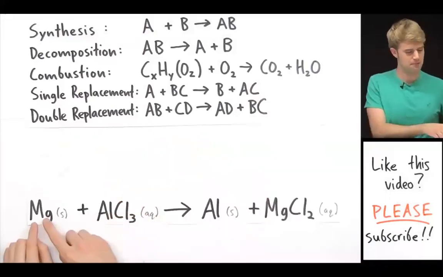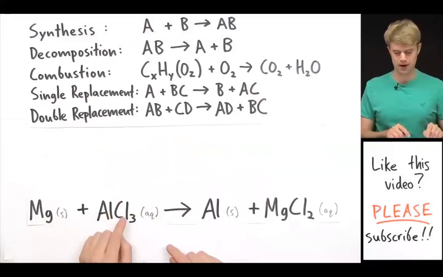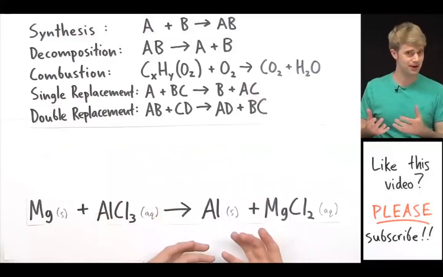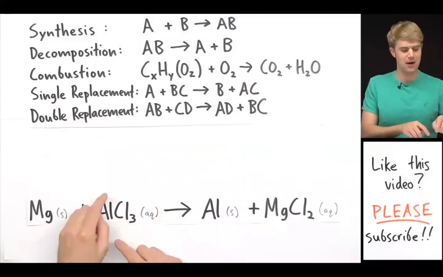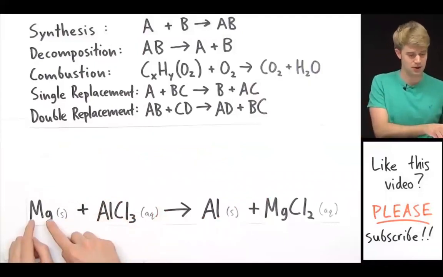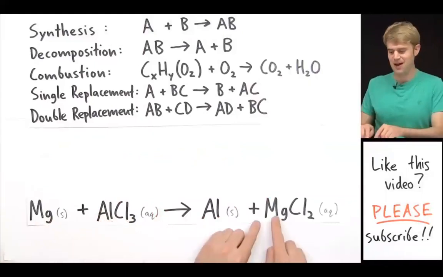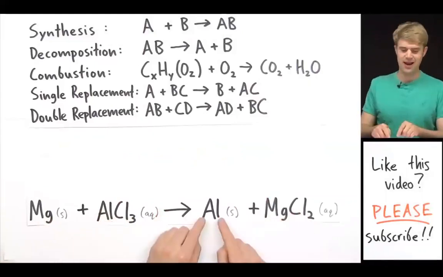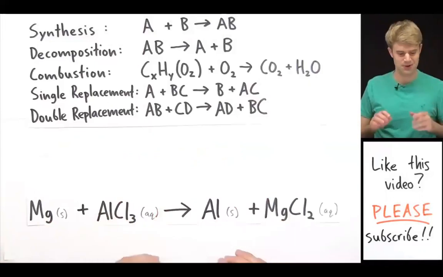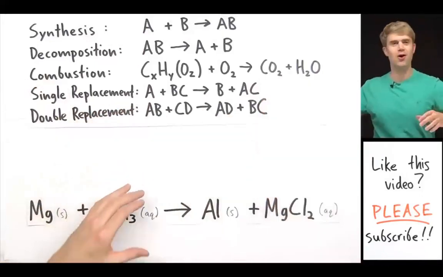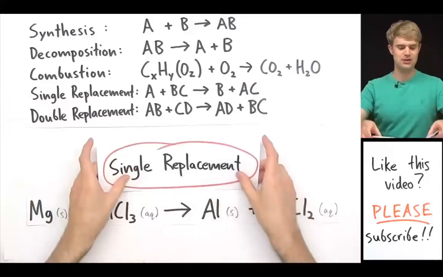Here's our first. Magnesium and aluminum chloride give us aluminum and magnesium chloride. So what's happening here? We have aluminum and chloride paired up here. Magnesium is on its own. And then magnesium comes and takes the place of aluminum. Magnesium pairs up with chloride and kicks aluminum out. So when something like this happens, we're talking about a single replacement, also known as a single displacement reaction.